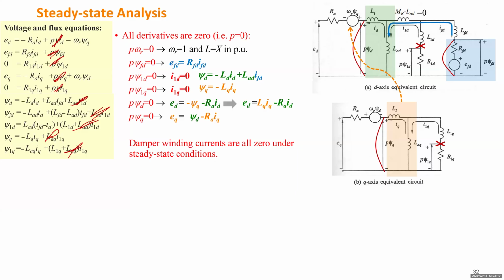Similarly, for the Q axis, those two terminals also have a short circuit connection. And that makes the voltage in the Q axis for the terminal only depend on the voltage drop on the resistance and also a source proportional to the flux linkage in the D axis. So this one will come from this green branch.